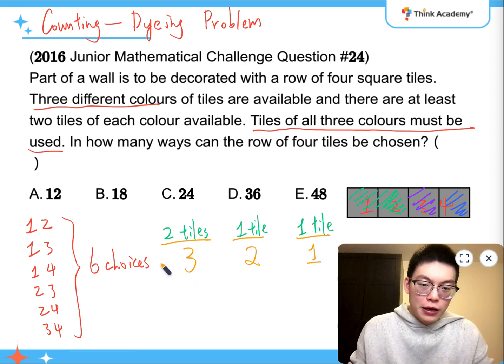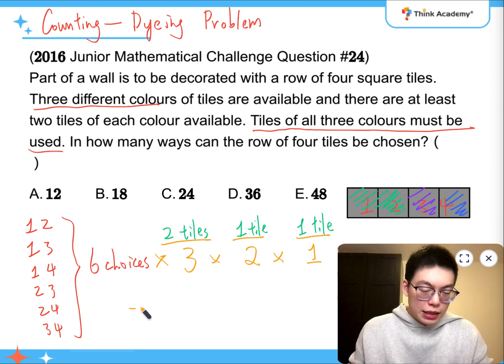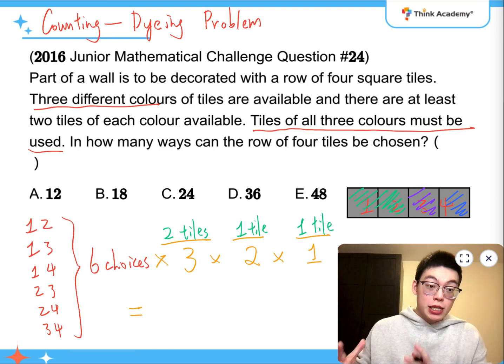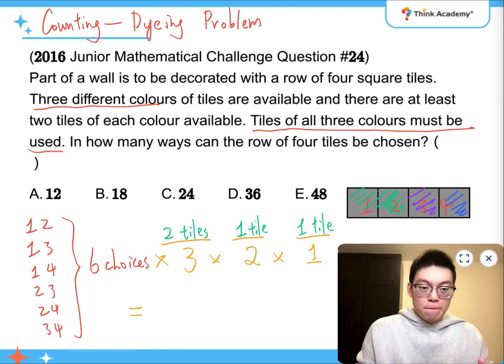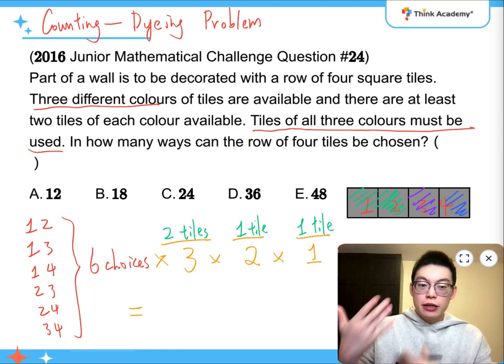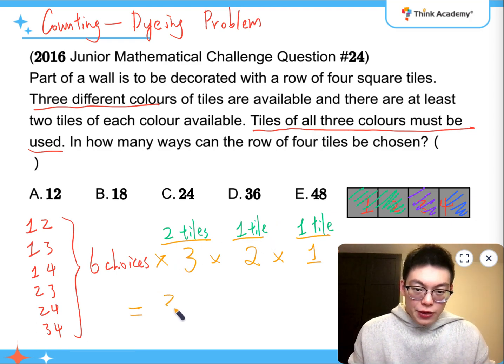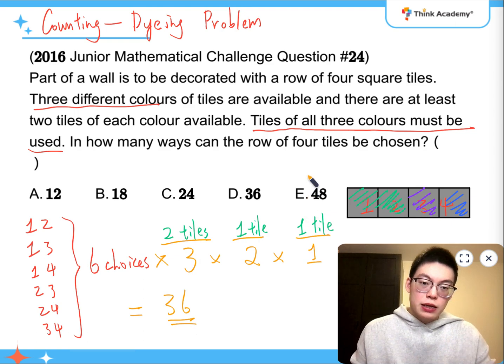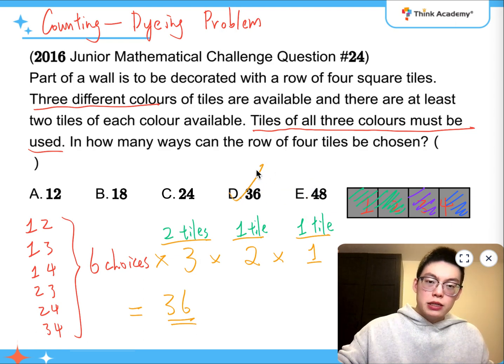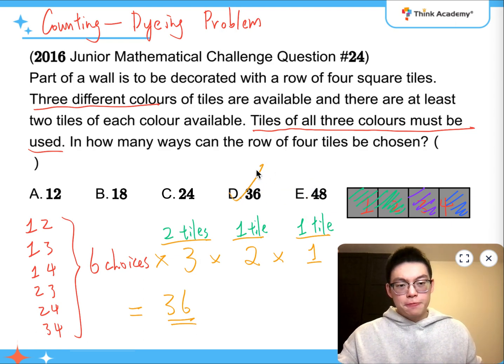the remaining one, right? So altogether, you just need to multiply these together because we are doing these choices step by step. And each step can vary in these numbers of different ways. So we have 36 as the final answer. All right, so that's going to be 36 for this one.